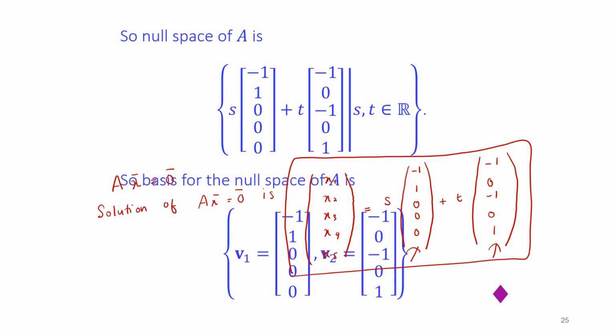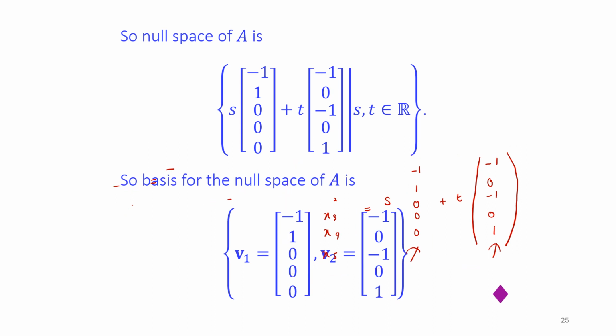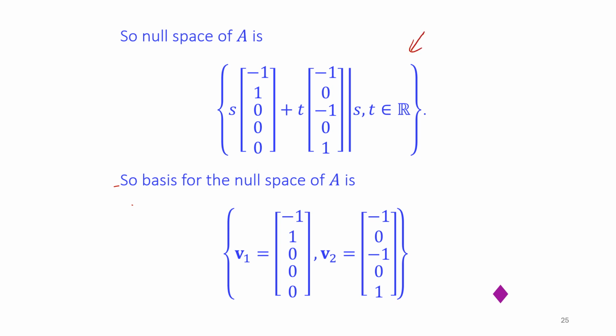Okay, and then a basis for the null space. You may check that these two vectors v1 and v2 are linearly independent, and from this we can see that every vector in the null space can be written as a linear combination of v1 and v2. Therefore, v1 and v2 form a basis for the null space of A.